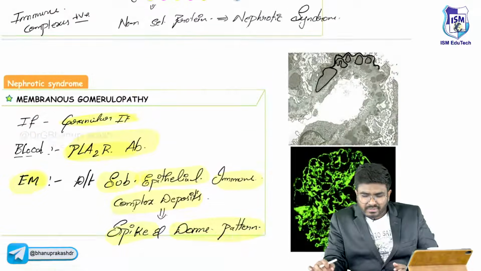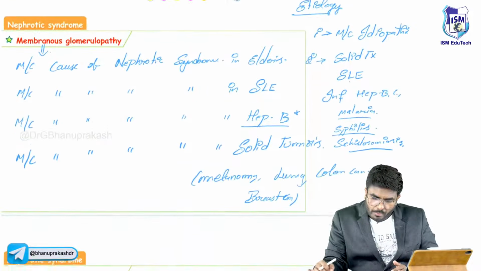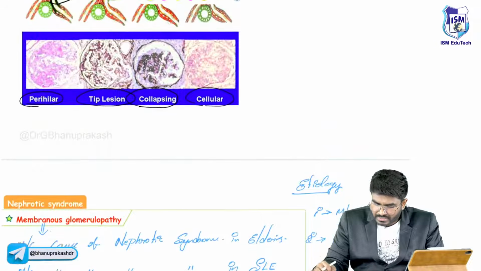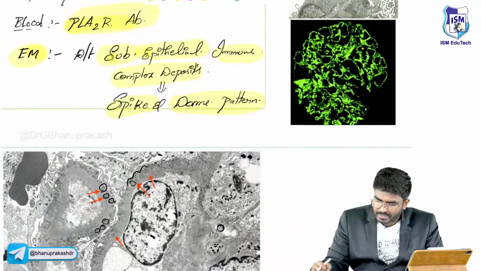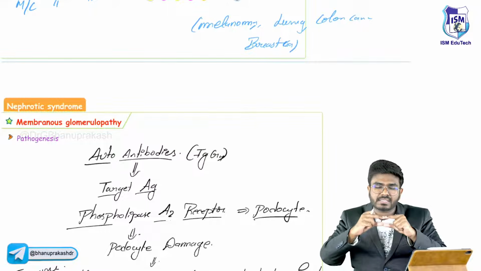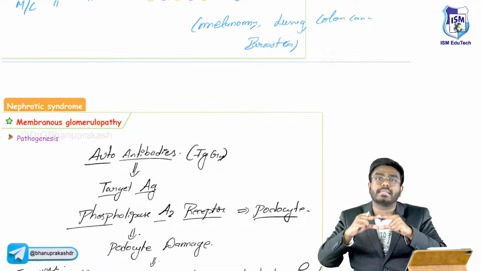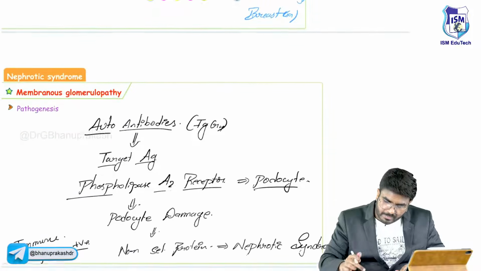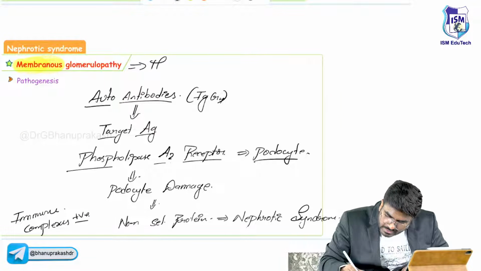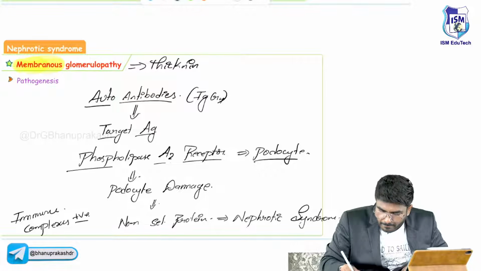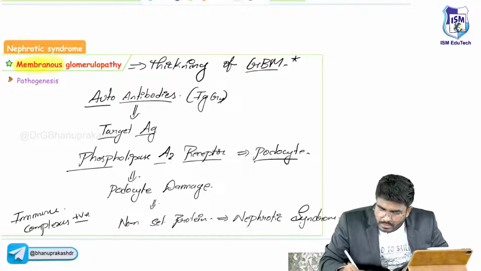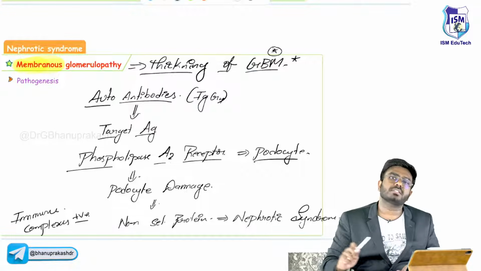Now if you ask me, sir, why is this disease called membranous glomerulopathy? Because in this disease, actually I forgot to show you the histological image, but anyway, there is thickening of the glomerular basement membrane. So that's why membranous. Okay, let me write here: there is thickening of the glomerular basement membrane. Tomorrow I will show you. There is thickening of the glomerular basement membrane in this disease.